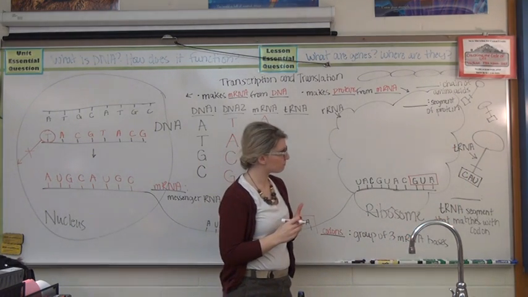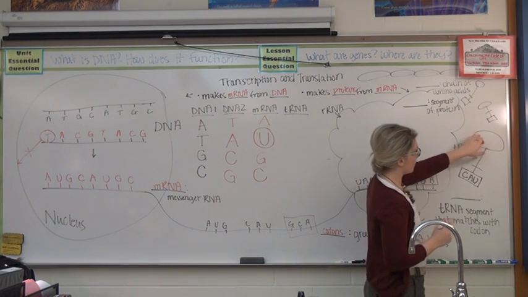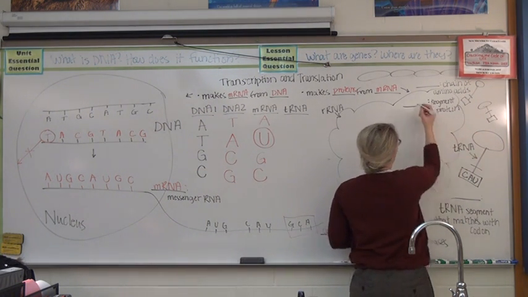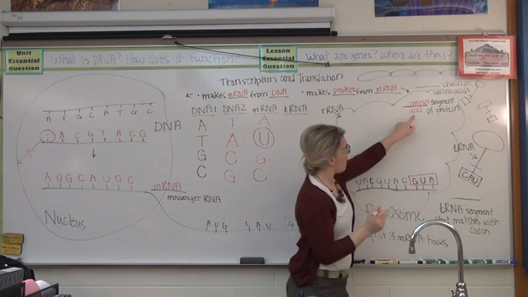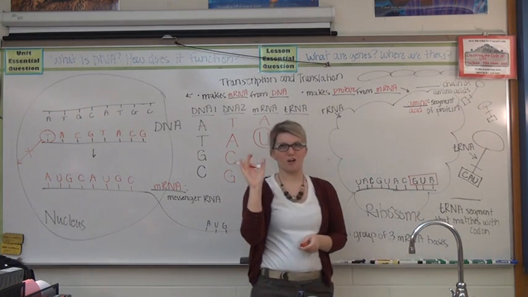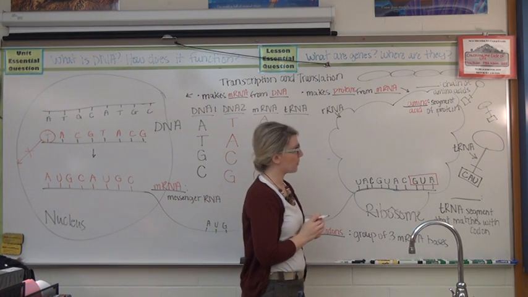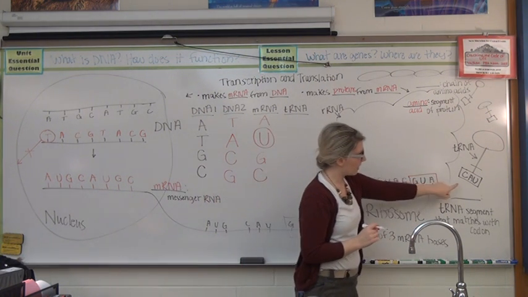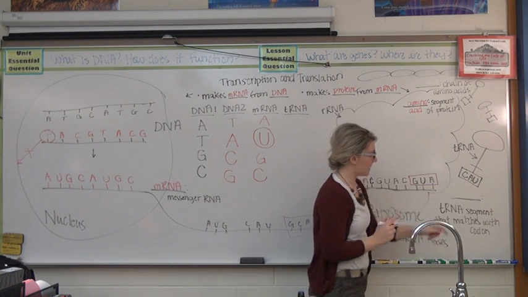These tRNAs have 2 parts on them. This part right here is called an amino acid. An amino acid is a building block of protein. So these amino acids combine together to make proteins. The other thing in a tRNA is the anticodon.